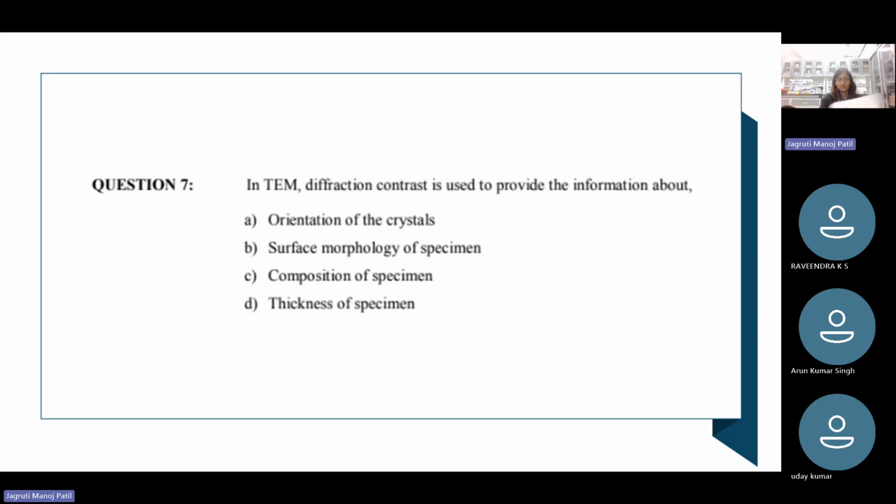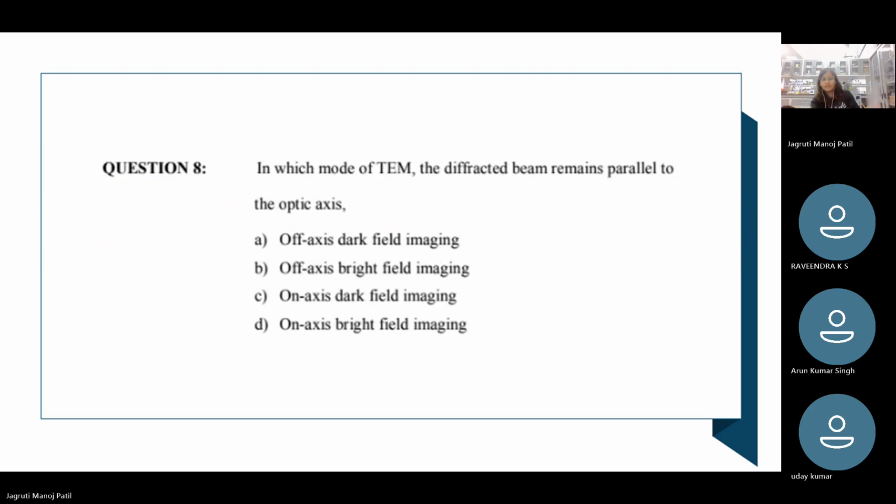Next question. In TEM, the diffraction contrast is used to provide information about what? Orientation of the crystal. Yes, exactly. Why? Because that diffraction angle will change. Suppose the orientation is different, then we'll have different results. Yes, exactly. Okay, so in which mode of TEM does the diffracted beam remain parallel to the optical axis?